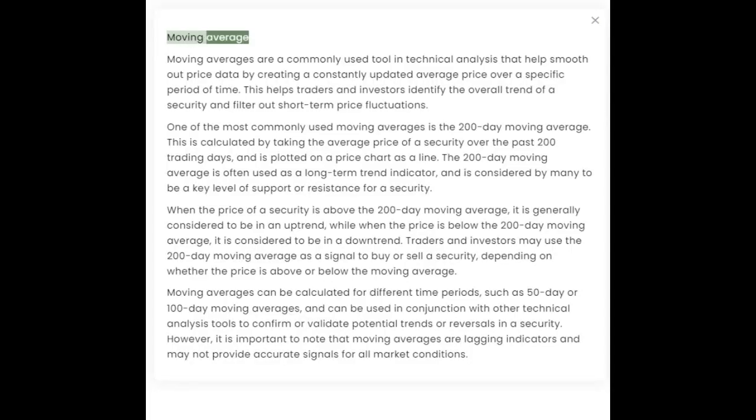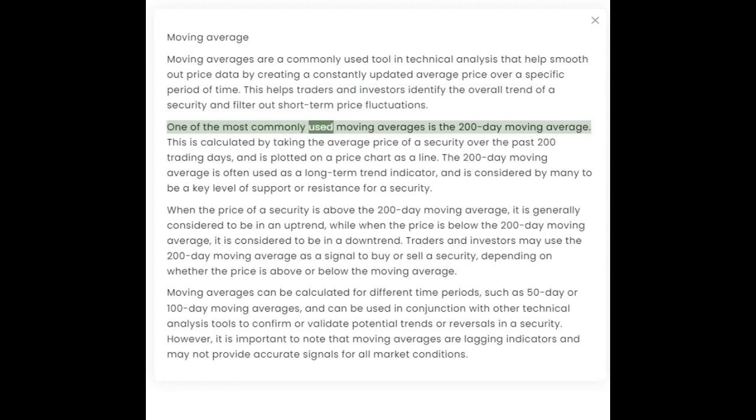Moving average. Moving averages are a commonly used tool in technical analysis that helps smooth out price data by creating a constantly updated average price over a specific period of time. This helps traders and investors identify the overall trend of a security and filter out short-term price fluctuations.